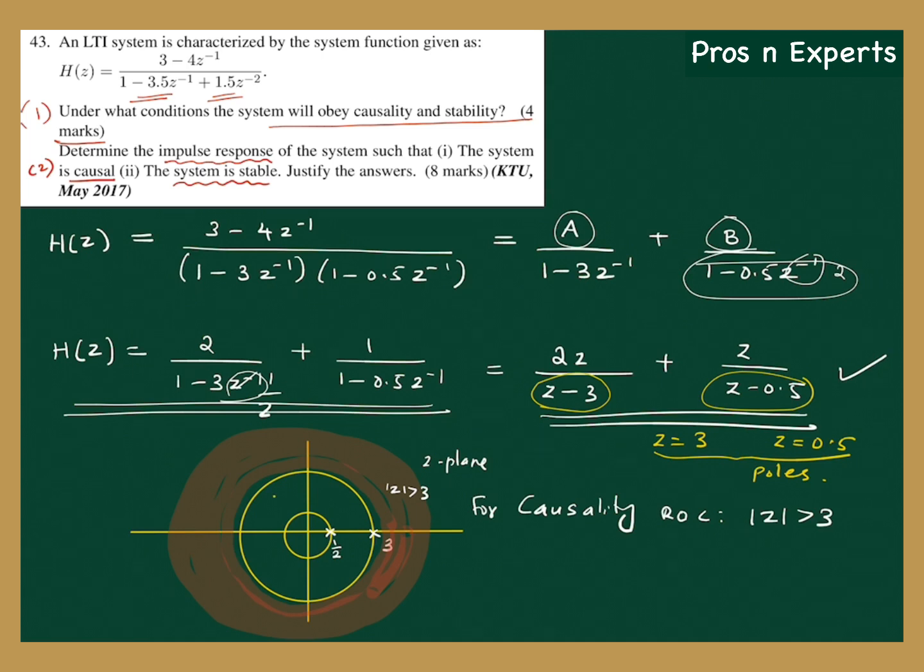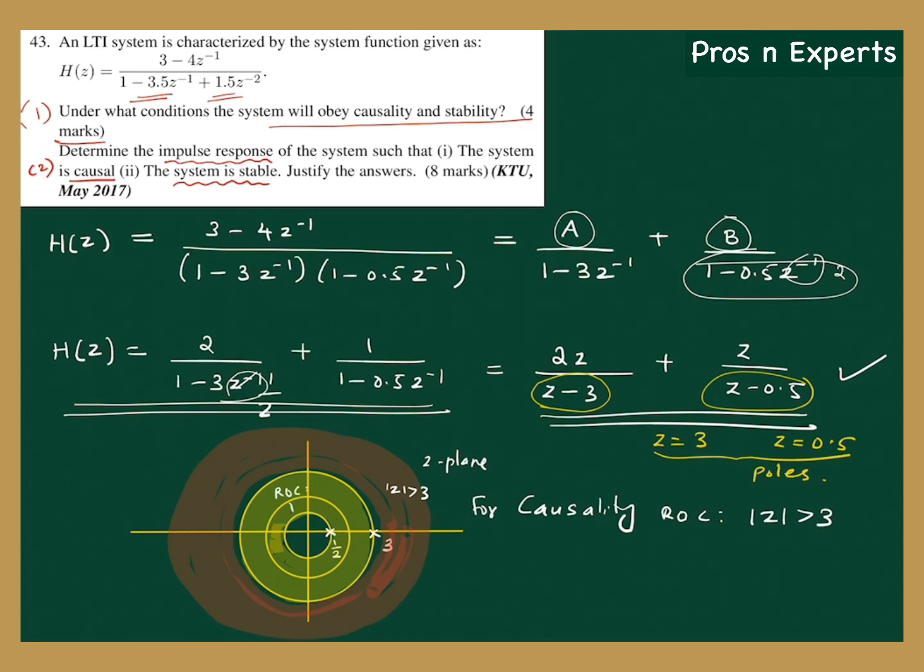I can draw the unit circle somewhere here. Okay, so assume this is the unit circle. So the ROC should contain the unit circle. I can mark the ROC with another color. So the ROC should be between the two poles. Including the unit circle means this is the only possibility. So this shaded portion is the only way to give the ROC if the system is stable, so that it contains the unit circle.